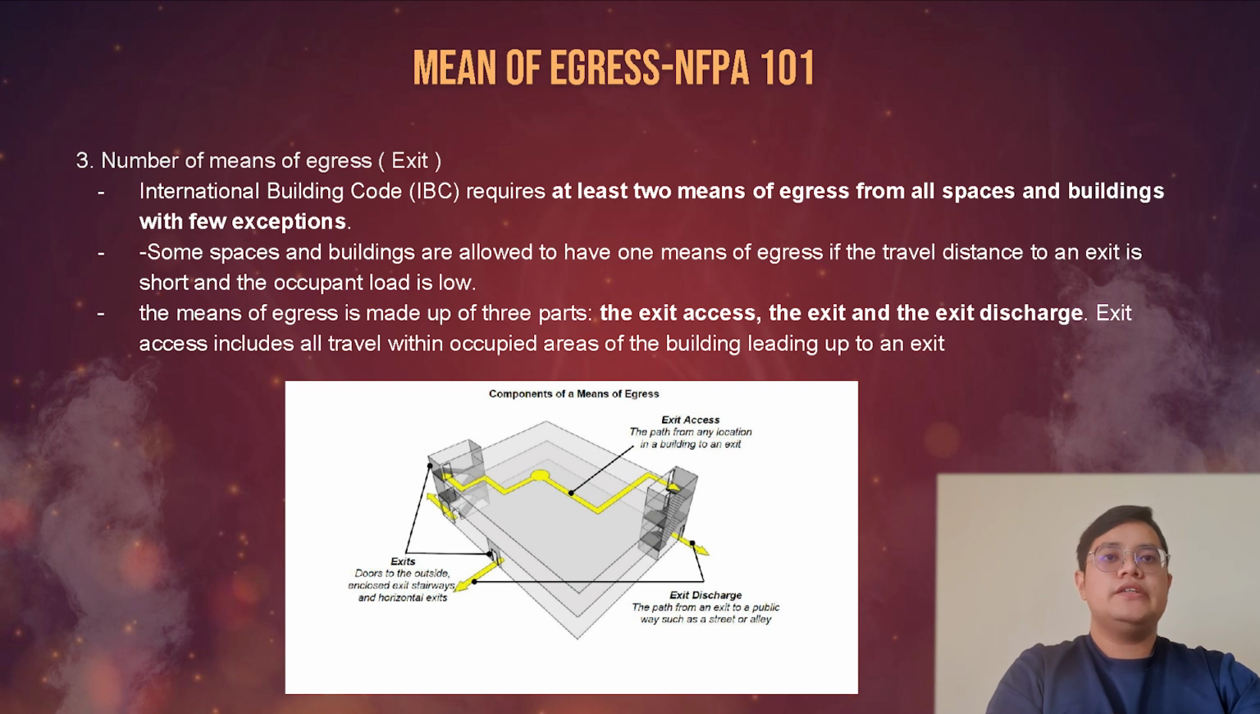The means of egress is made out of three parts based on the picture below. The first one is the exit access, the second is the exit, and the last one is the exit discharge. Exit access includes all travel within occupied areas of the building leading up to an exit.